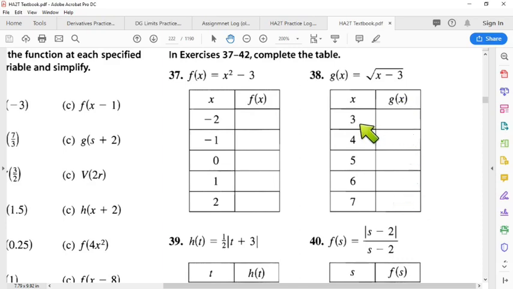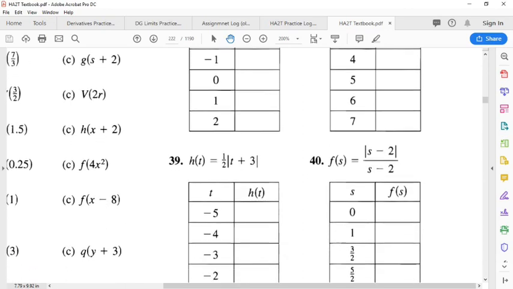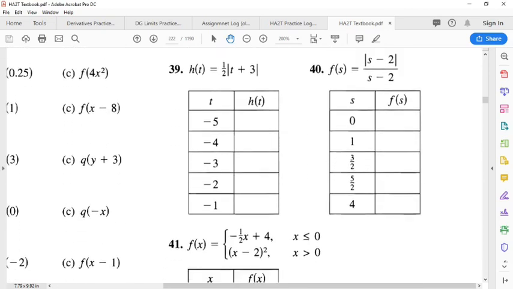3 will give you a pretty number. 4 will give you a pretty number. 5 will not give you a pretty number. Neither will 6. And 7 will give you a pretty number. Just leave the numbers for 5 and 6 in radical form, okay? All right, so all you're doing is plugging numbers into the function to finish these tables.